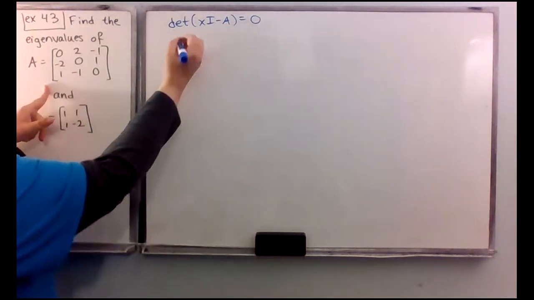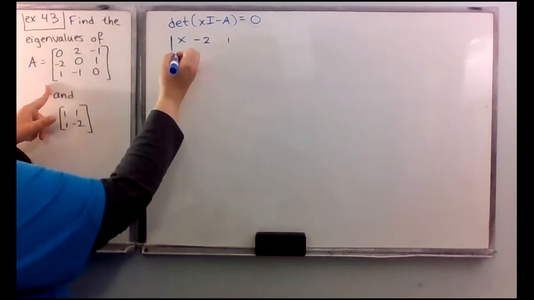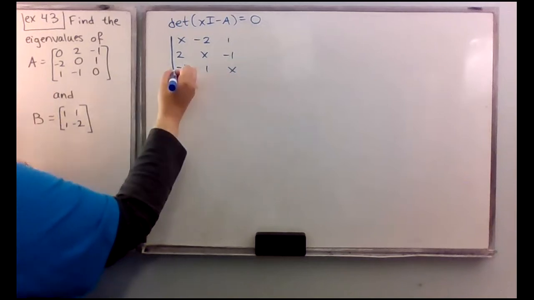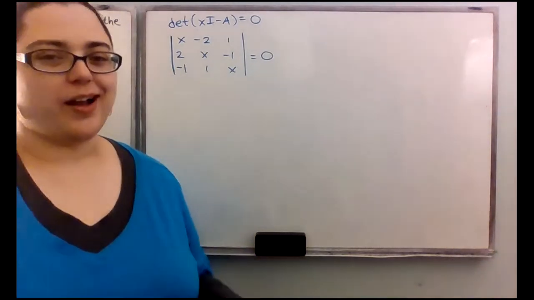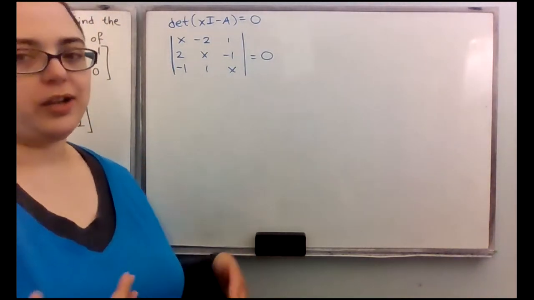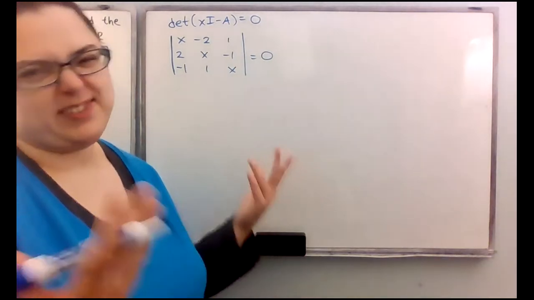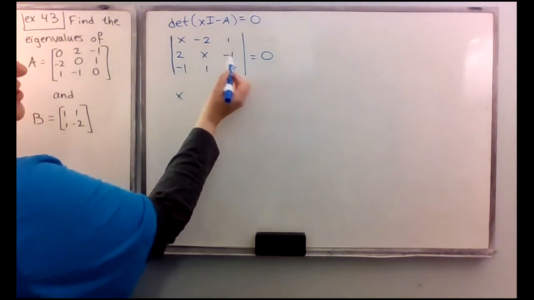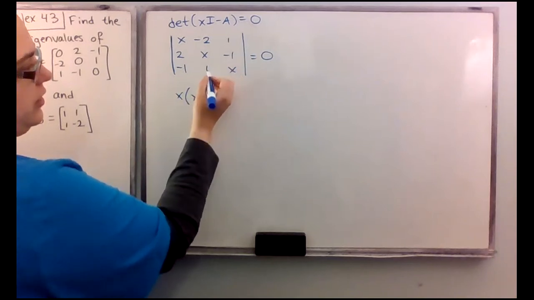So this is going to become x, -2, 1, 2, x, -1, -1, 1, and x. And we're going to find the determinant of that matrix and set it equal to 0. In order to find the determinant, you can expand along any of these rows or columns. I'm going to expand along the top row just because I had to pick some place to go. So we're going to start out with x times the determinant of this 2 by 2 matrix. So that's going to be x squared plus 1.